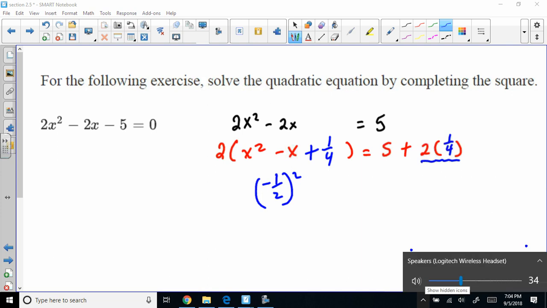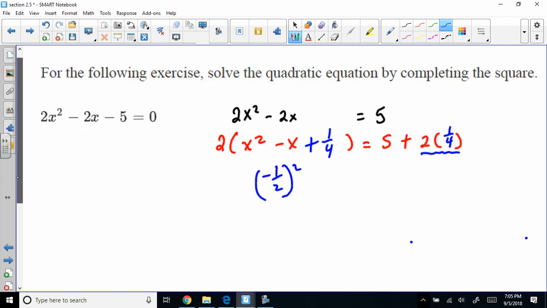Half of b. B was what? -1, right? Take half of it, it's -1/2. Square -1/2, you get positive 1/4, right? So if I added 1/4 to this side, I must add 1/4 to the other side. That's exactly right. And there's that 2 times that, so I'll put my 2 times that. So I'm just keeping the equation balanced, right? All right, so we'll continue on.